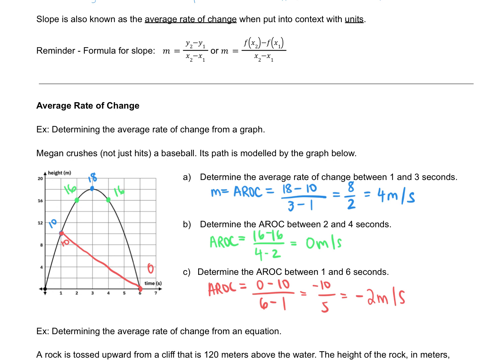And just going back, let me draw in the other lines that you found the slope of. So between 1 and 3 seconds, this is what you found. You can see that this line is steeper. It's also a positive line. And then the other one was horizontal, hence our rate of change that was 0.